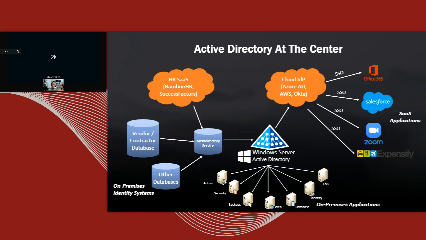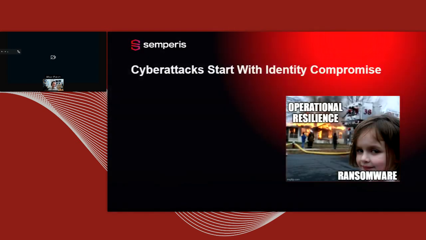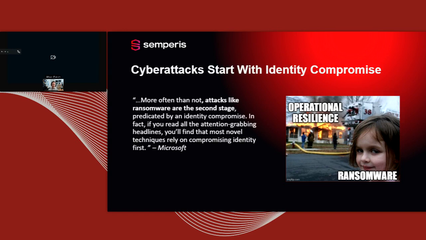And then to finally bring things back full circle, this is the hybrid identity model, clearly. Sometimes that cloud identity provider is also used to access HR systems. So in this web, Active Directory is the core of this web of identity connections. The bad guys know this too, and that's why cyber attacks start with identity compromise.